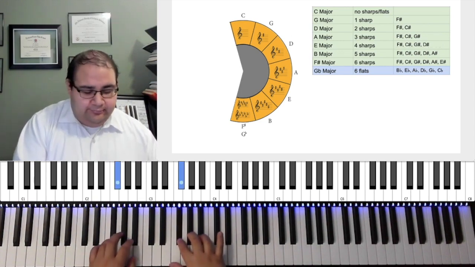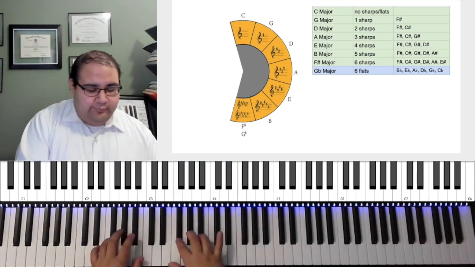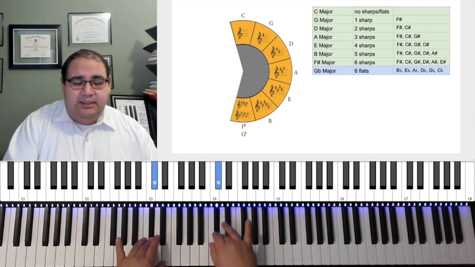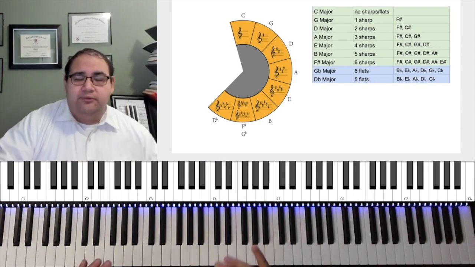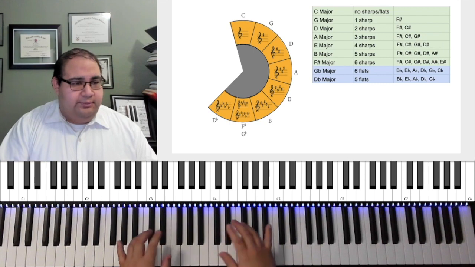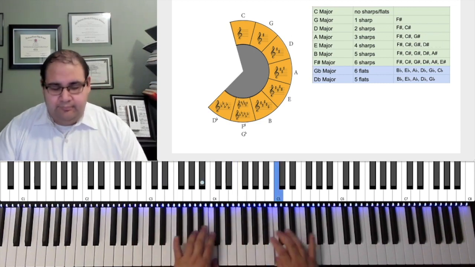Build a scale. Find the fifth. 1, 2, 3, 4, 5. D flat major is going to be our next key signature. And again, I'm just using that whole step, half step system we talked about in the beginning. D flat major, repeat the process, build a scale.